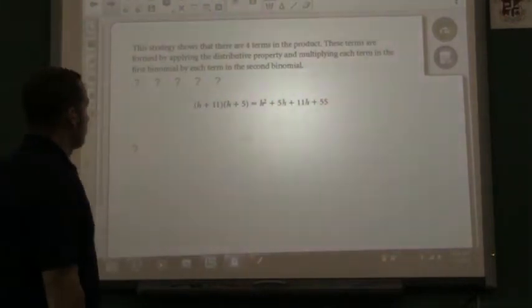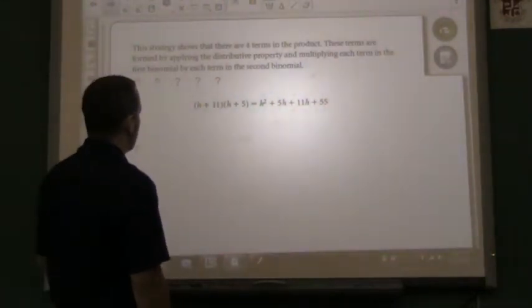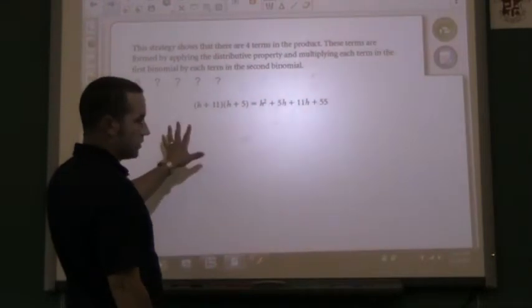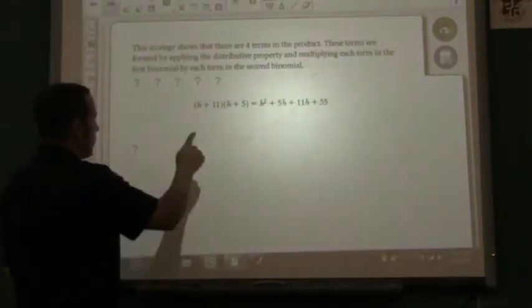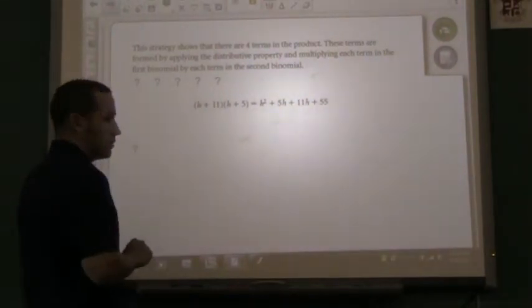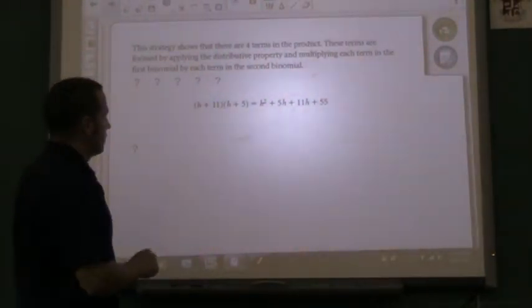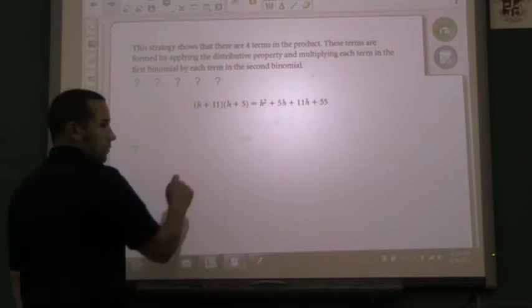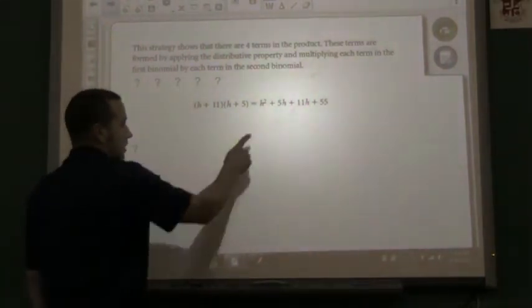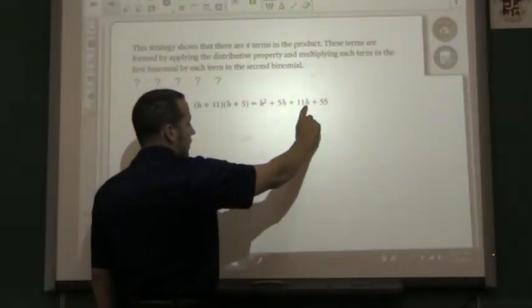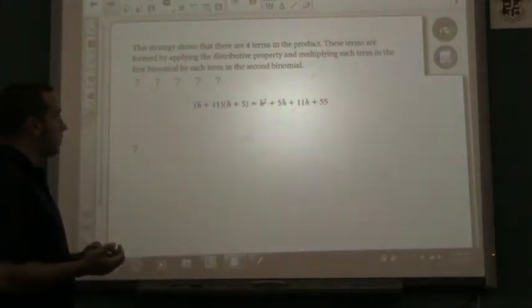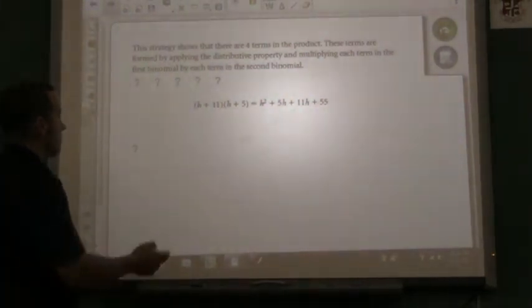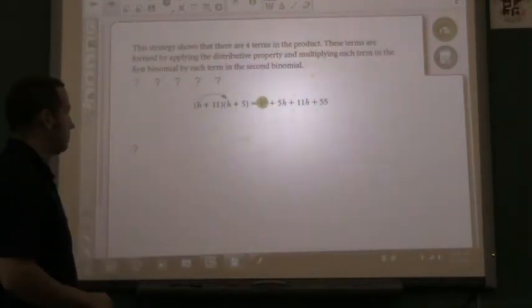Okay, so for here, we're going to show how we can do this time without drawing our picture. So I write down my h plus 11 times h plus 5. There, remember, there's the answer that we got from our area model on the last slide. It was h squared plus 5h plus 11h plus 55. So how can we do this without a picture using the distributive property? Well, here's how it's done.